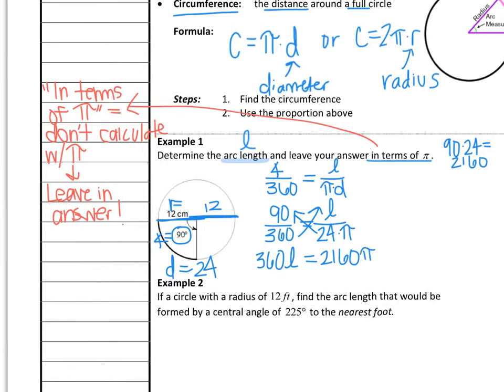All right, you just tack it on the end there because it does have a numerical value, but we want to leave it just in terms of it. And then our last step to get our L by itself is to divide both sides by the 360.